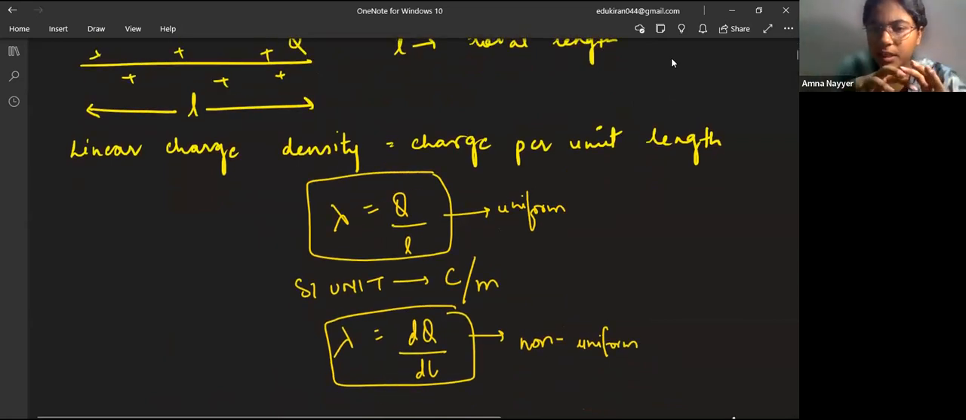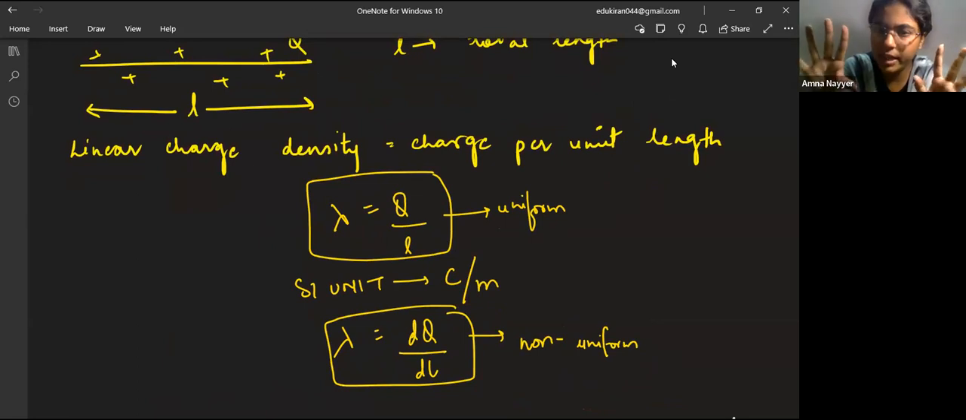Linear charge density means charge per unit length. We represent linear charge density as lambda. So lambda will be charge per unit length, that is Q by L. Now, if your length is uniform, you will use lambda equal to Q by L directly.